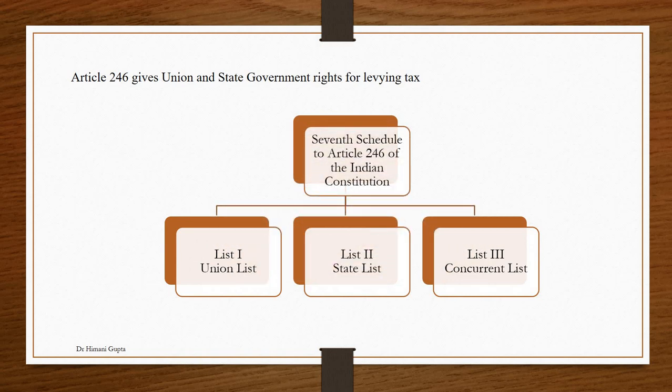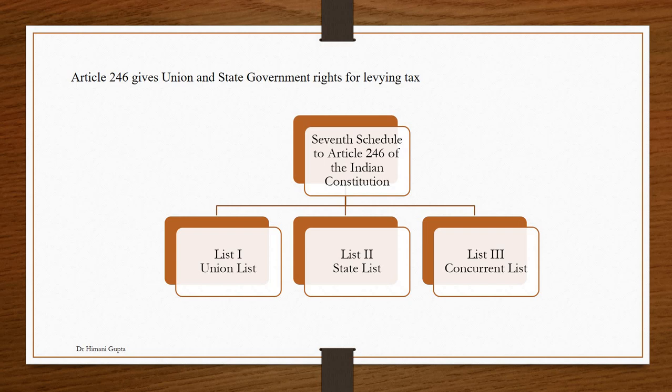Now, in this article, there are various schedules, but we will be talking about only the 7th schedule of the Constitution. In the 7th schedule of the Constitution, there are three lists. List 1, which is known as Union List, List 2, which is known as State List, and List 3, which is known as Concurrent List. Again, the same question arises, what is the role of these three lists? So let's understand the role of these three lists.